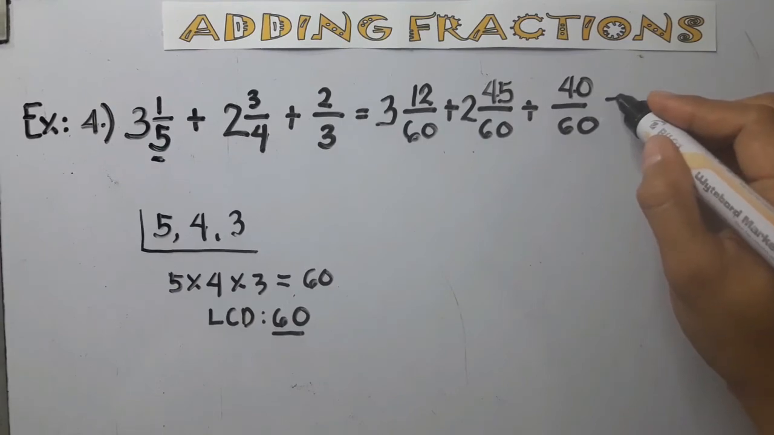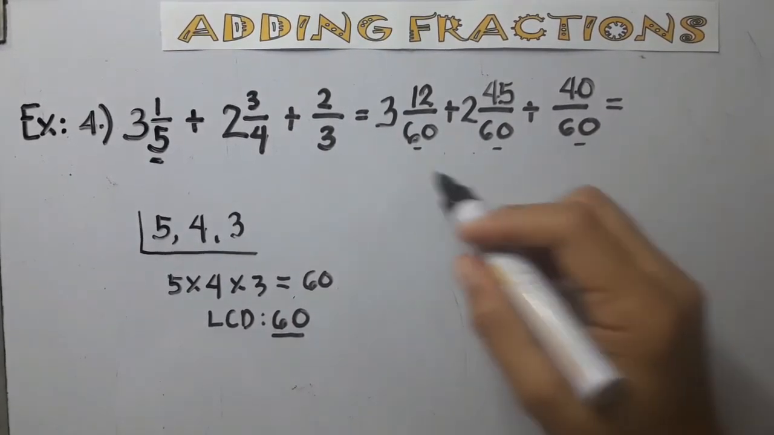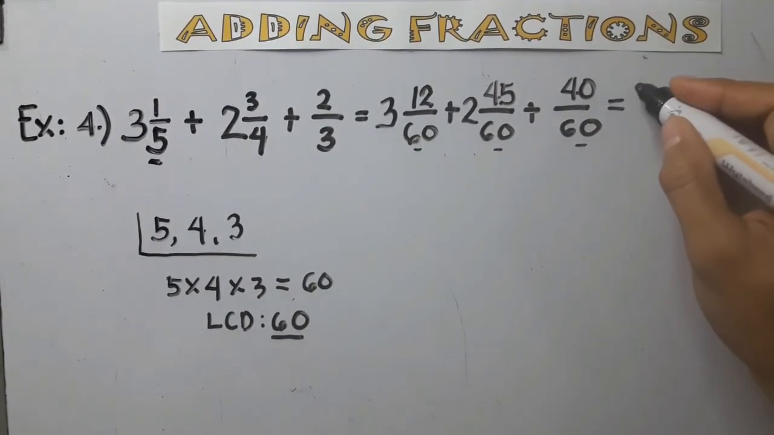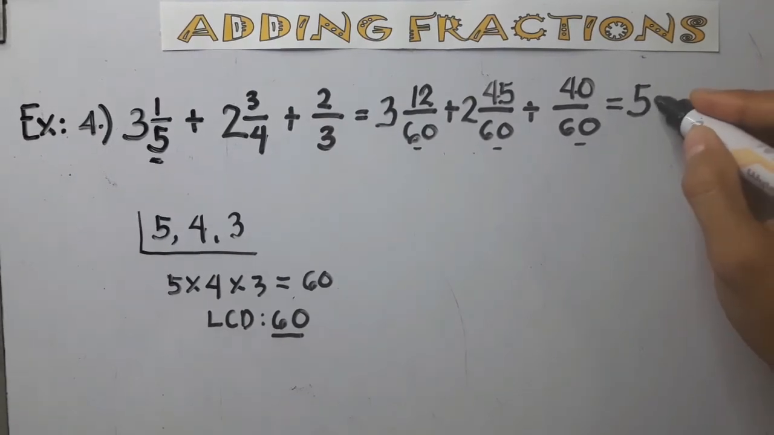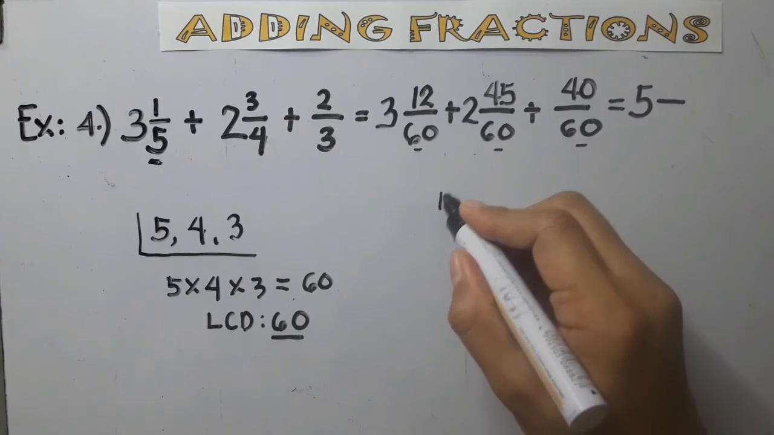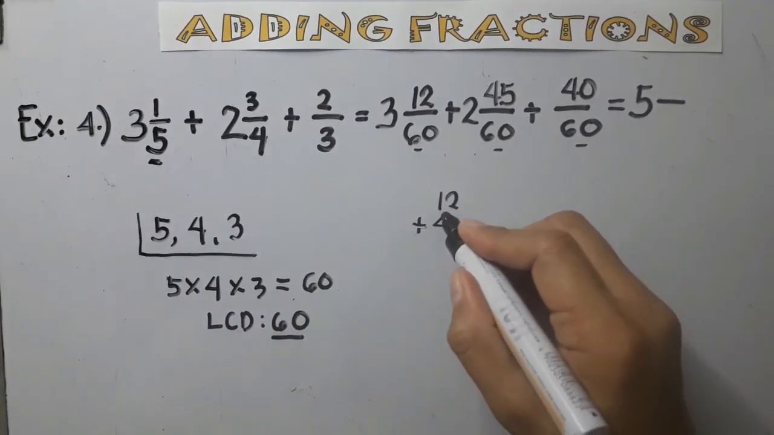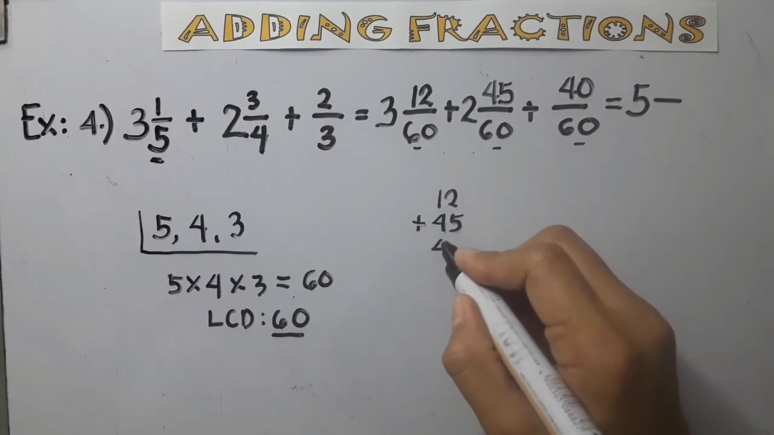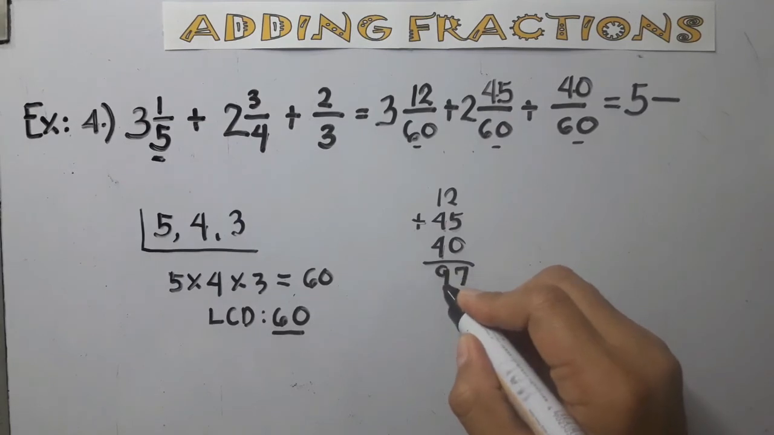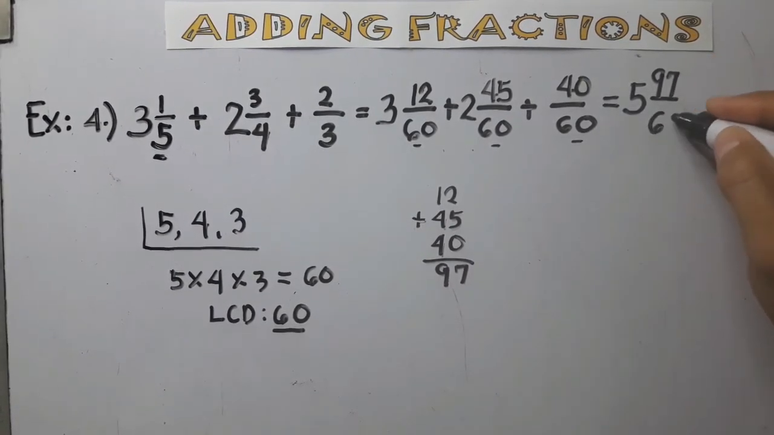So, we can now add them since they are already similar fractions. So, add first the whole numbers. That is 3 plus 2, that is 5. Then, we will add the numerators. So, we have 12 plus 45 plus 40. So, that is 97. So, this is 97 over 60.